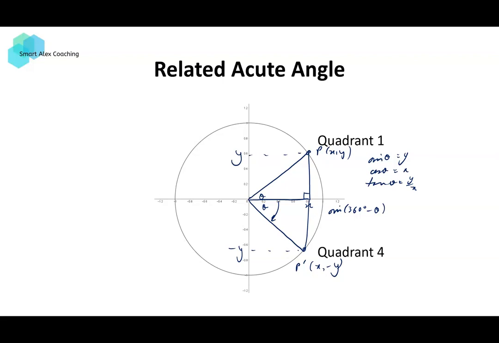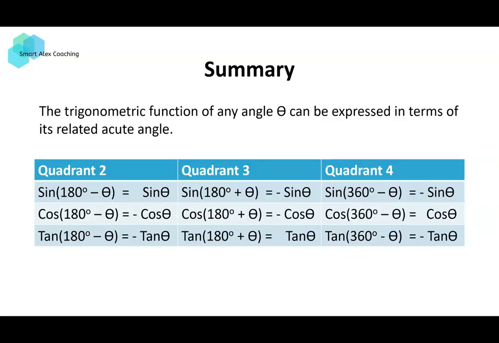So we've got sine 360 degrees minus theta is going to be the same as minus y, which is minus sine theta. Cos 360 degrees minus theta is going to be x, which is just cos theta, and tan 360 degrees minus theta will be minus y on x, which is minus tan theta. So what we've got is the connection between all the sine, cos, and tan of angles in any quadrant to the sine, cos, and tan of the acute angle in quadrant 1. And the table here summarizes those relationships.